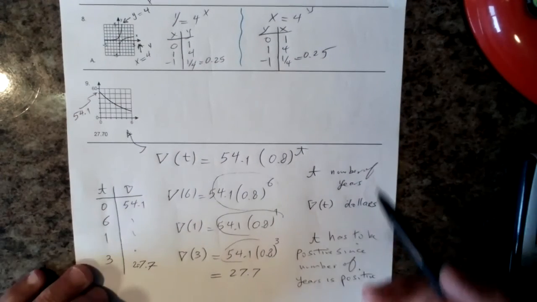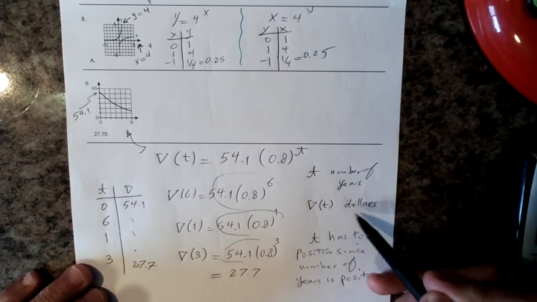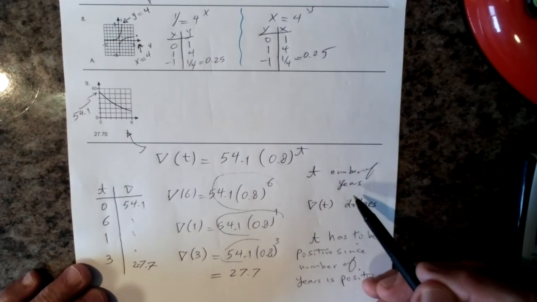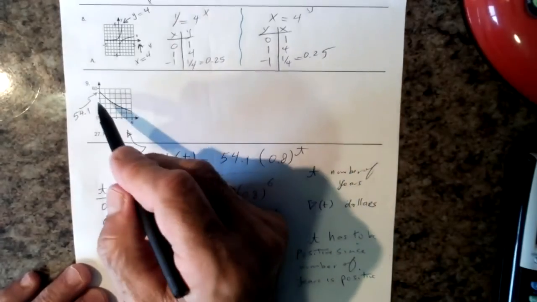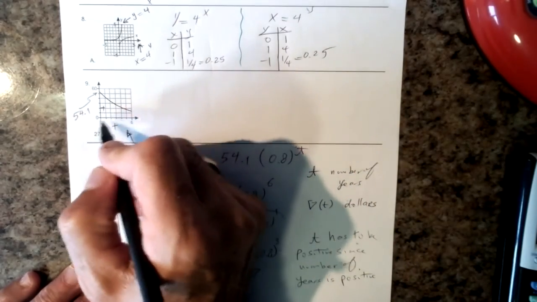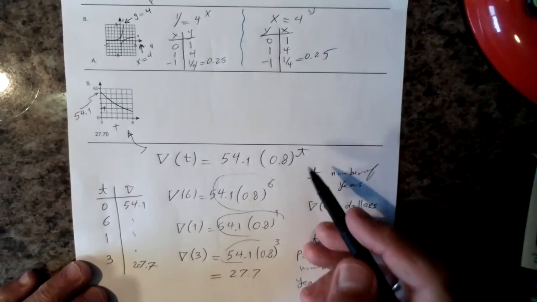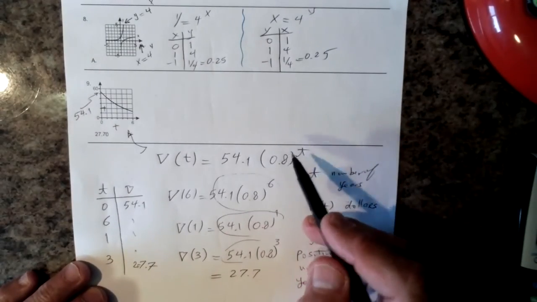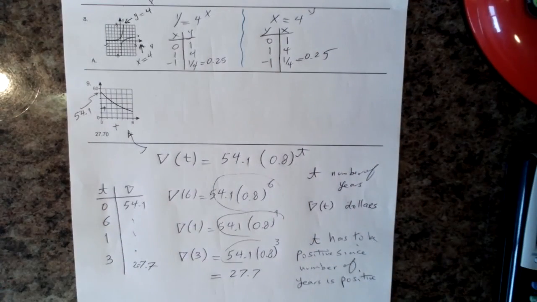And one thing is, because the number of years and both variables are dollars and number of years, they cannot be negative. That's why your function is in the first quadrant, because in the first quadrant, everything is positive. X is positive, Y is positive, okay? So T and Y have to be positive. You can't go beyond the first quadrant on this one.